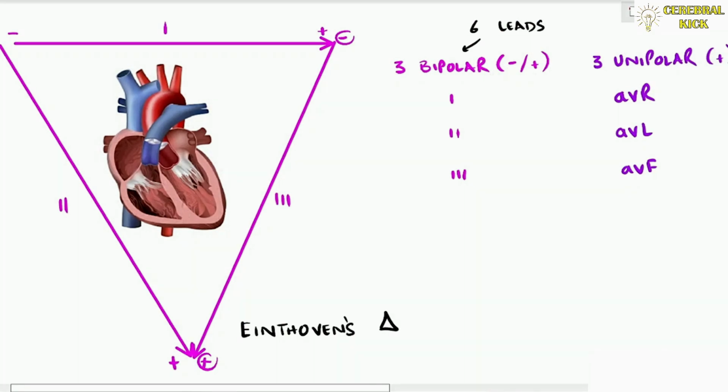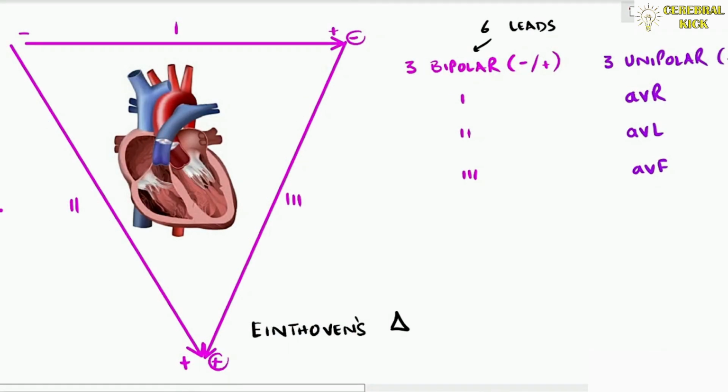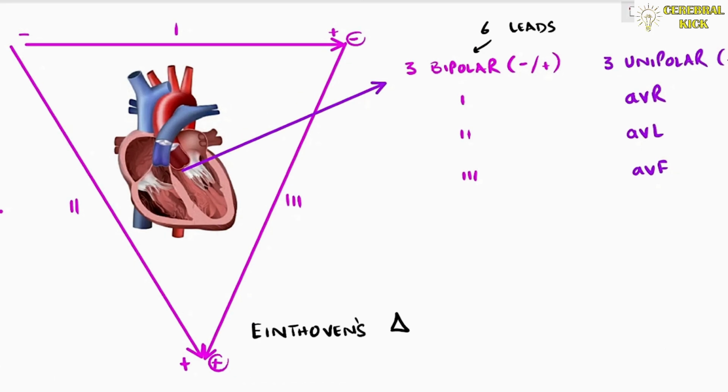Stay with me here because you will be able to gain the concept behind this. I told you that the augmented leads are basically the leads that make an average of 2 bipolar leads, right? So we have the AVL between lead 1 and lead 3.